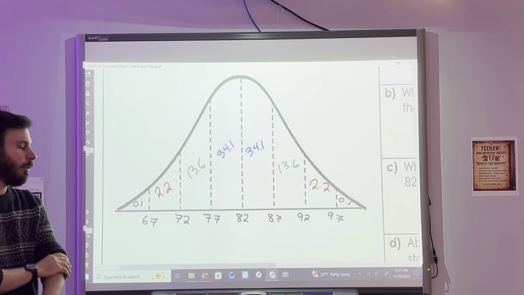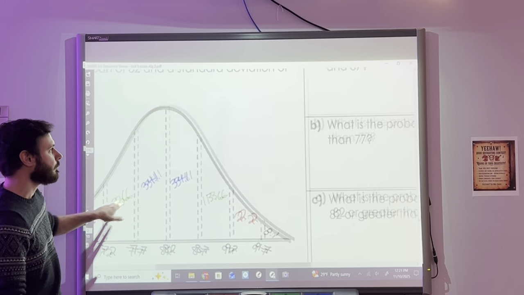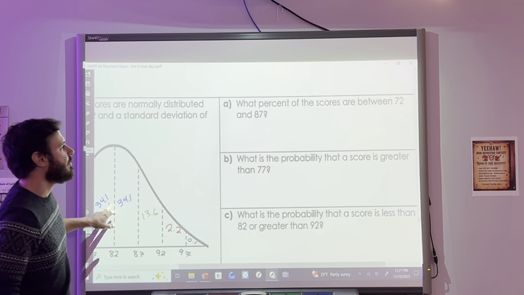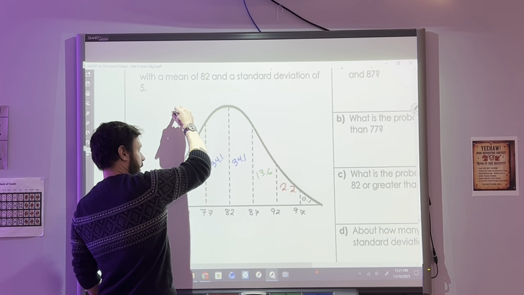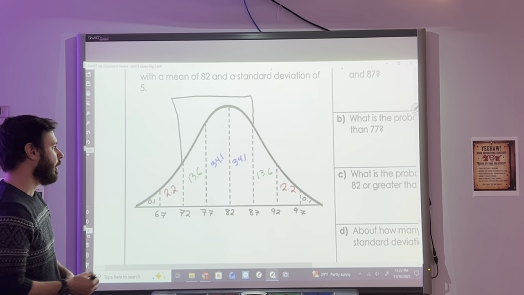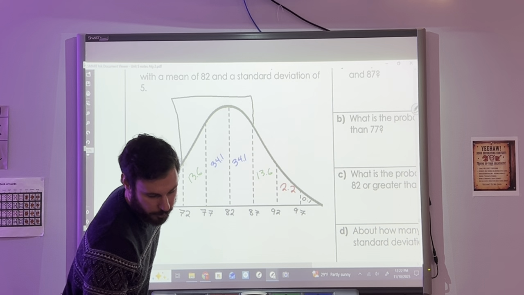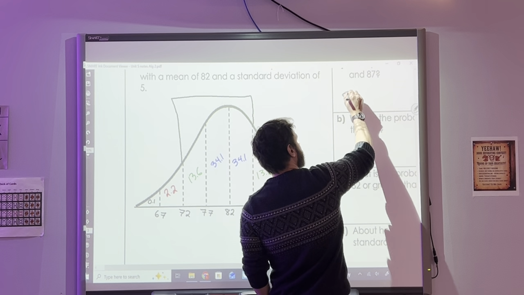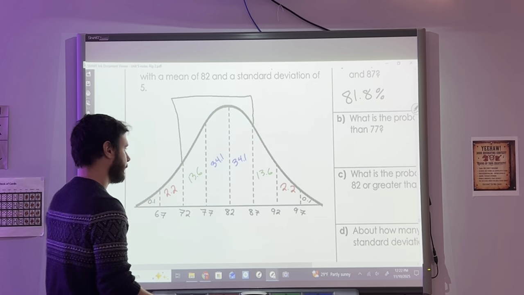Okay. All right. There's my data. There's my distribution. I'm all set now to answer. What percent of the scores are between 72 and 87? So 72 is here. 87 is there. What percent lives in there? Well, that's going to be this plus this plus this. And I don't want to do that in my head. So it's 81.8. So a good chunk. Most of the data, definitely.